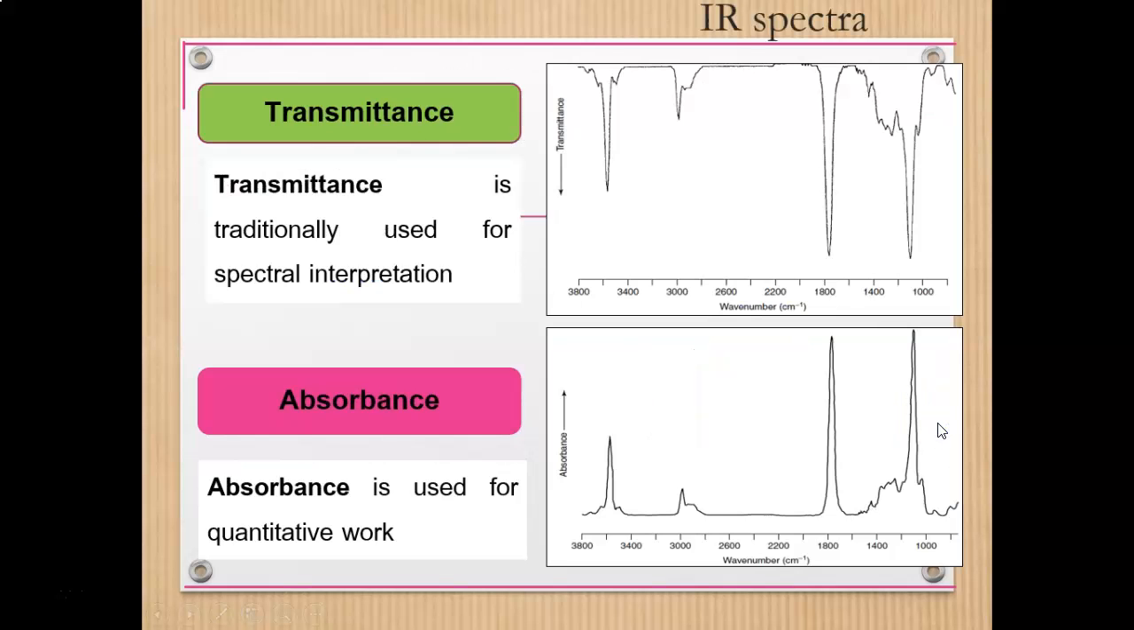Now we look at transmittance and absorbance. Transmittance is traditionally used for spectra interpretation. So we can see that the peak is downward, compared to absorbance, which goes upward. Absorbance is used for quantitative work, so you can measure the amount of area below the graph right here.